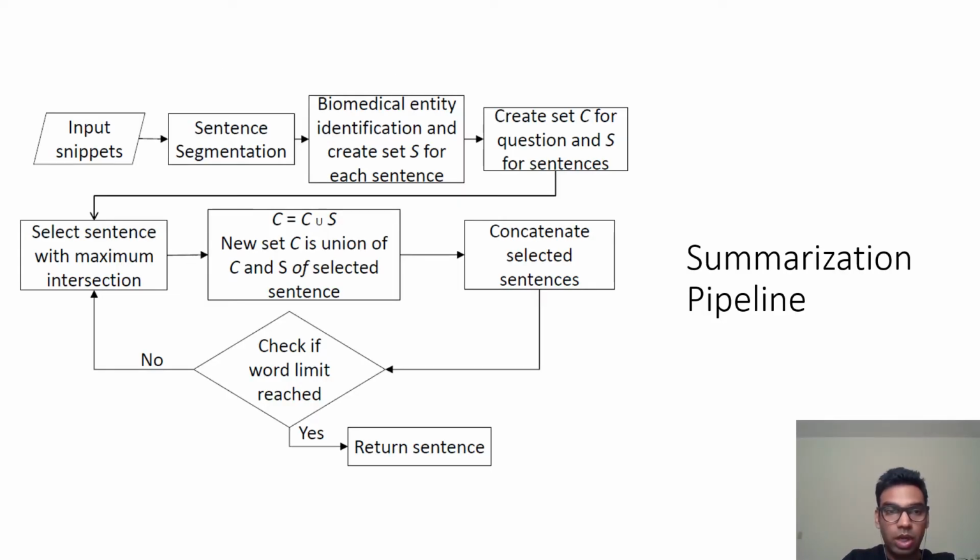So this slide shows you an overview of our system. We have input snippets that go through sentence segmentation, and then we do biomedical entity identification and create set S for each sentence. Then we create set C for the question, and then we repeat this area. We select the sentence with maximum intersection with the question. Then we do the set C augmentation by doing a union with the selected set S of the sentence. We concatenate the selected sentence. We check whether we reach the word limit. If we did not, we keep repeating that. When we reach the word limit, we return the set of concatenated sentences as the answer.